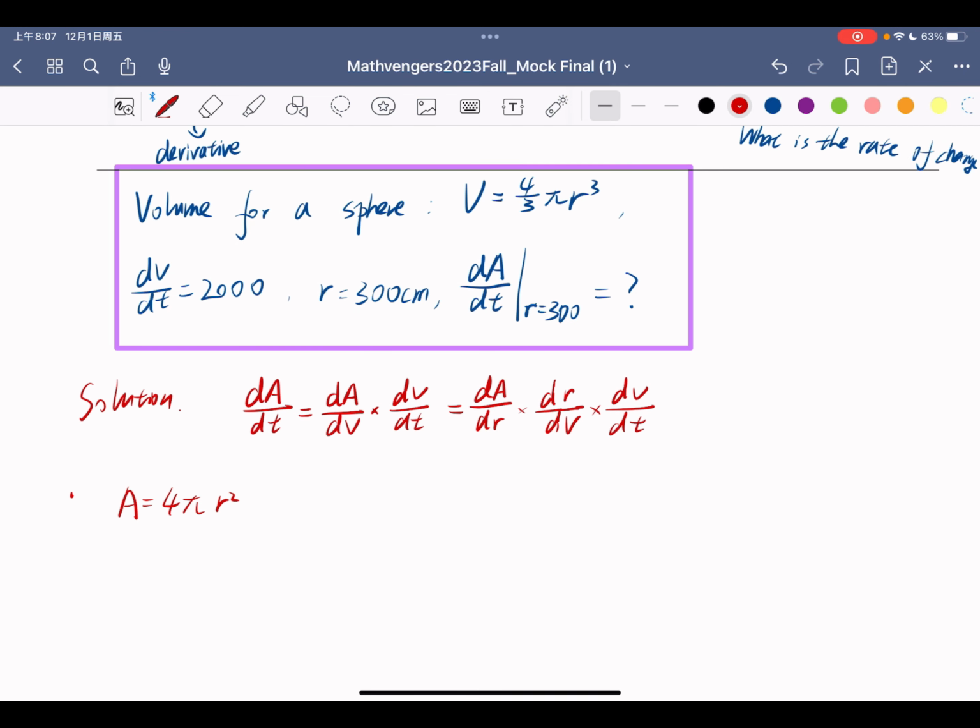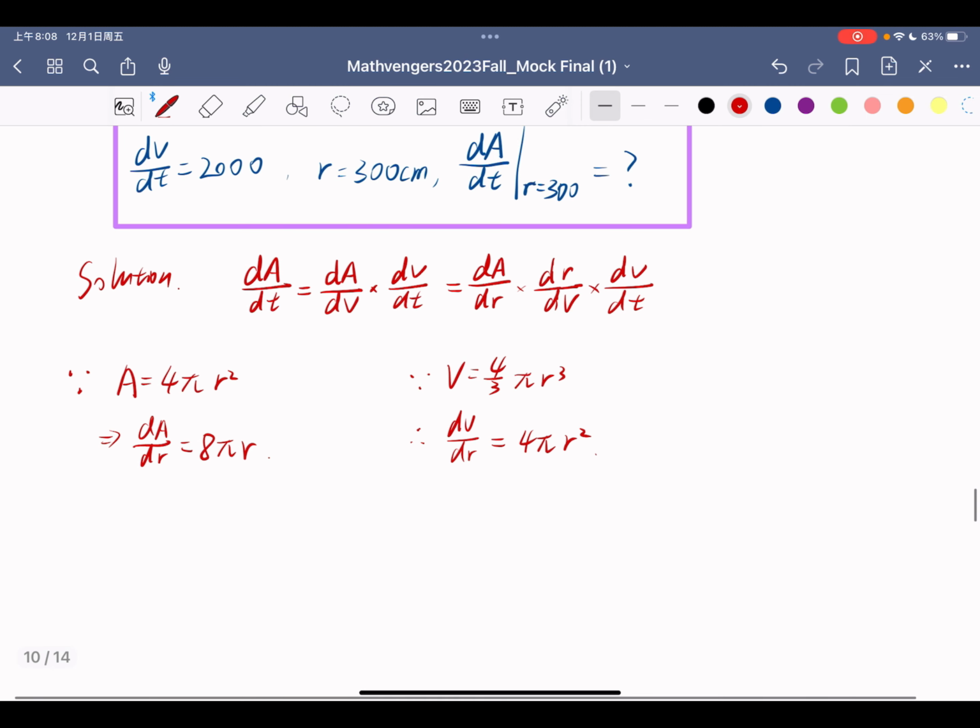Since we have A equal to 4 pi r squared, we have dA over dr equal to 8 pi r. And we have V equal to 4 over 3 pi r to the power of 3, so dV over dr is equal to 4 pi r squared. So dr over dV is 1 over 4 pi r squared.